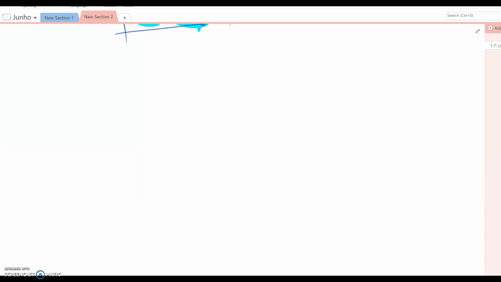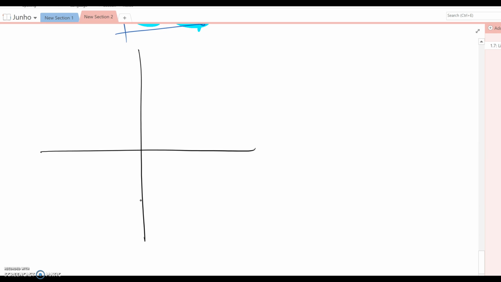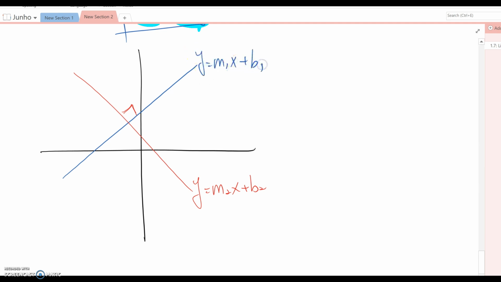This time we want to talk about perpendicular lines. If on the plane graph two lines are perpendicular, then we should know the slope. For example, this is y equal to m2x plus b2, and this is y equal to m1x plus b1. If they're perpendicular, then m1 times m2 must be equal to -1.